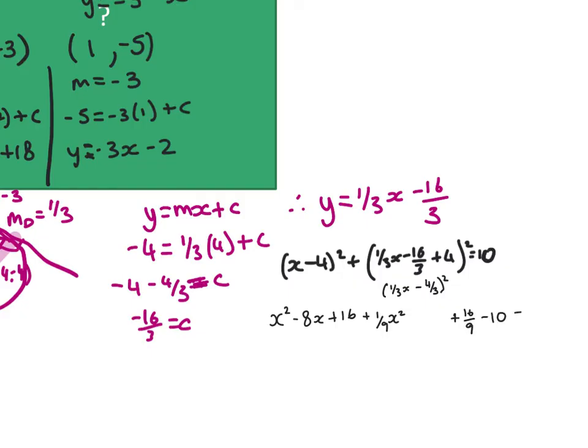We're also going to have our minus 10 here. And then we're going to have minus 4 over 3 times a third is negative 4 over 9. 2 lots of those is negative 8 over 9x.